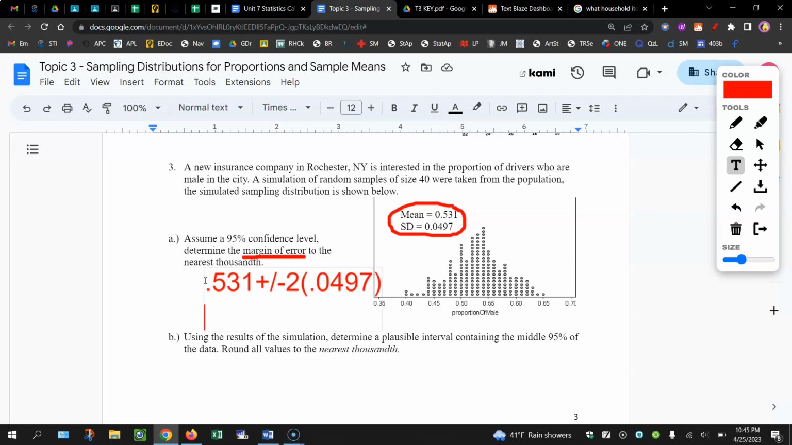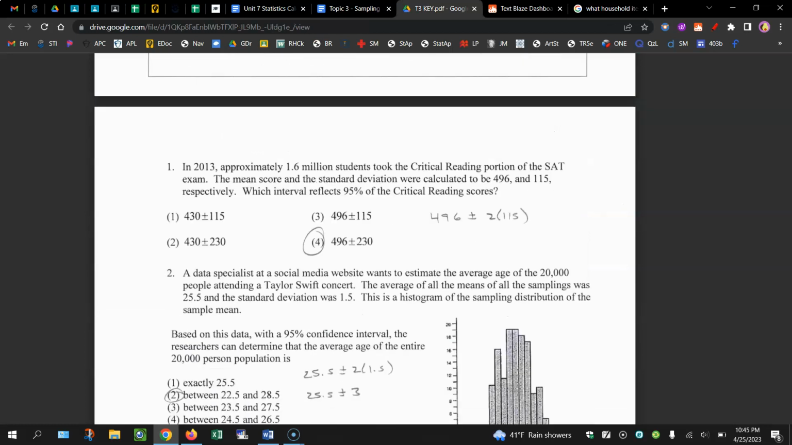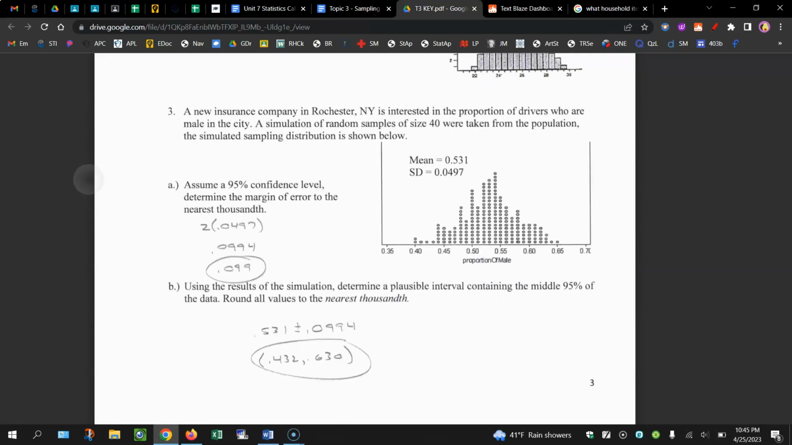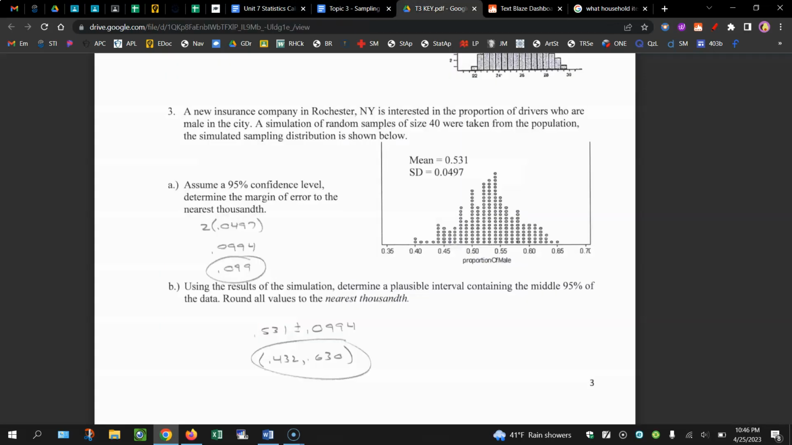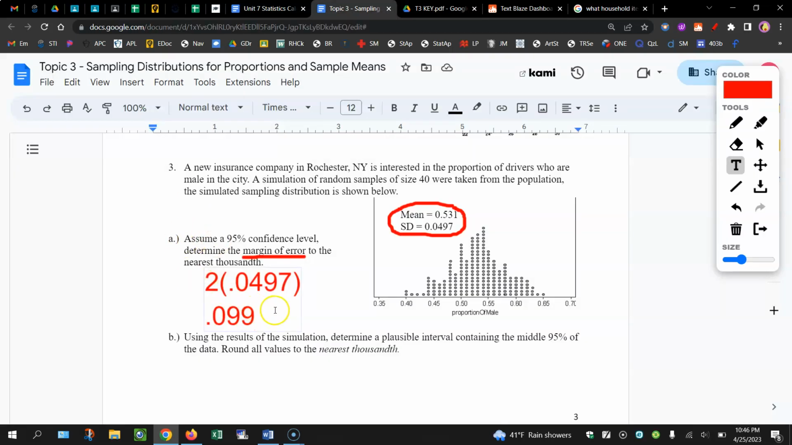When we calculate that, you're going to have to do it one step at a time in the calculator. Oh, we're not even calculating the confidence interval. I'm sorry. The margin of error is just going to be this. And then when we do that, it's 0.099. Let me double check the answer key on that. Yep, because they wanted the nearest thousandth.